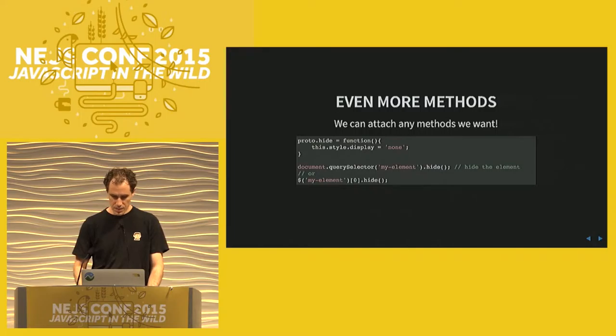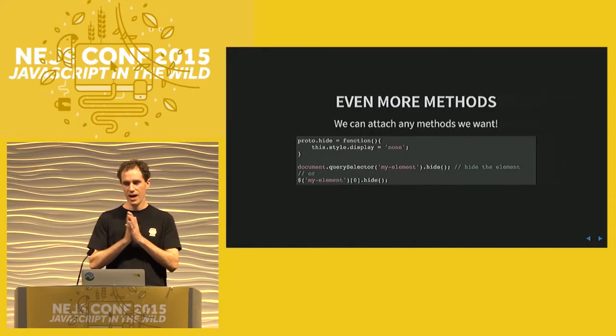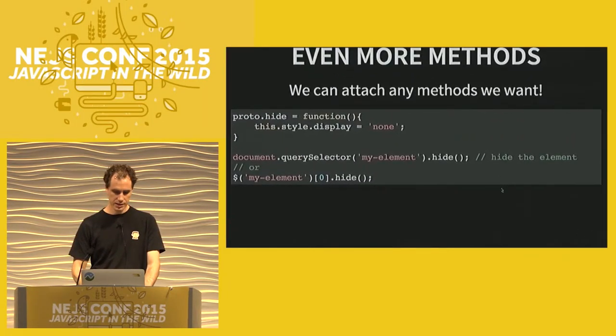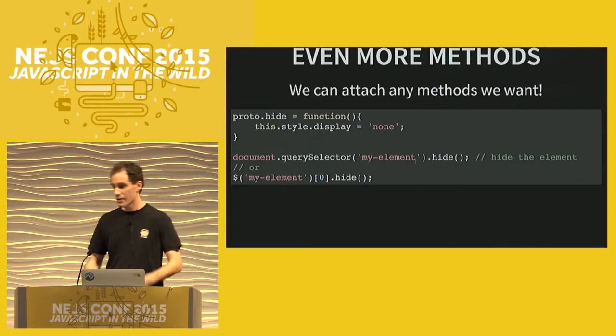Okay. But that's not all. You can even add more methods. So for example, you can add any method you want. So I want to add a hide to make my element kind of disappear when it's clicked. So I can do proto.hide, and I just say this.style.display equals none. And you may not want to do it this way, but this is kind of just demonstrating it, right? So then I can go and query my element, and I can call .hide on it, and that'll actually hide the element.